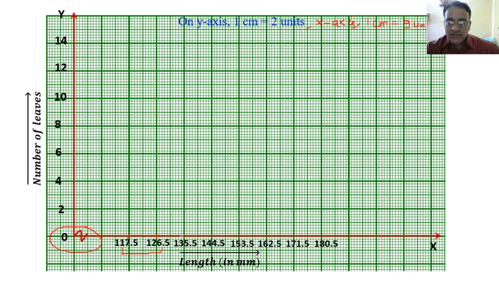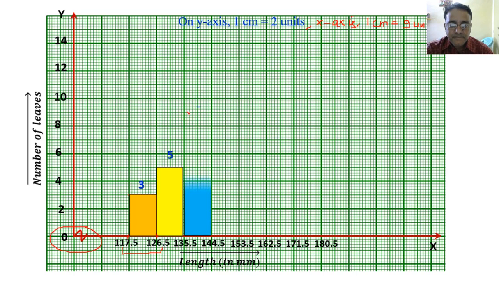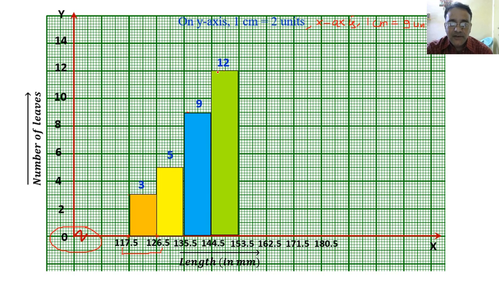So let us draw the histogram. Bars. So first one is 3. 3 will come over here. यहाँ पर आएगा. This is the first one. And the second one is 5. 5 यहाँ पर आएगा बीच में. Okay. And the third one is 9. 9 will come over here. Right? And then 12. 12 तो यहाँ पर आ जाएगा. It is very easy for 12.